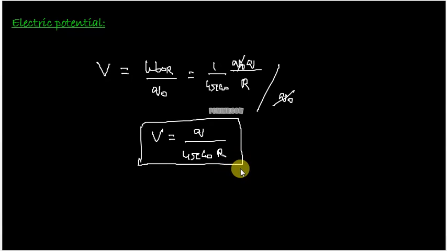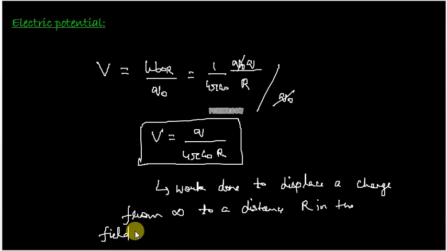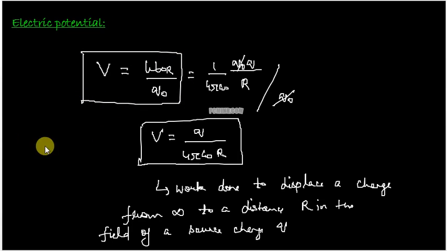Therefore, qualitatively you will define electric potential as the work done to displace a charge from infinity to a distance R in the field of a source charge Q. That work done per test charge Q naught gives me the electric potential, and that is Q upon 4 pi epsilon naught R. And you got how we derived this expression. I hope you understood that.